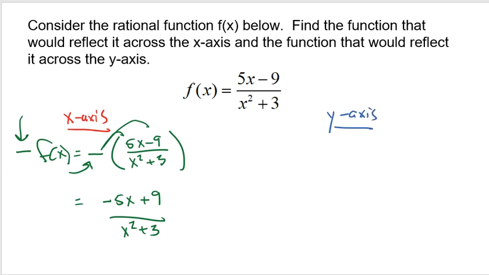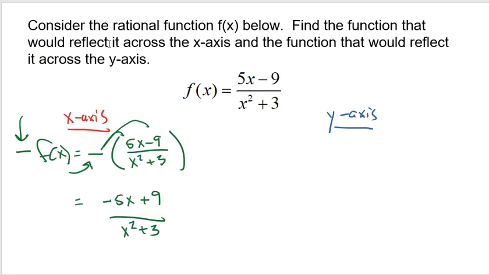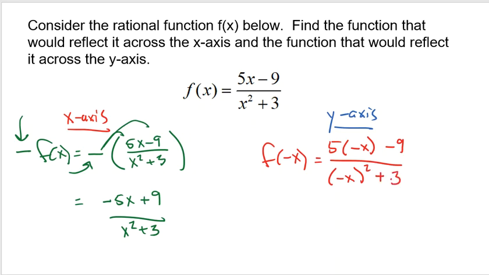And if you remember, across the y-axis is a negative inside the function. So that is looking something like this, where the negative is inside the function. That means the x's inside the function have to be turned into negatives. Very easy to do, right? All you got to do is put the negatives inside the function, not out in front of it. All right, now we just got to clean this up. 5 times negative x is negative 5x minus 9.